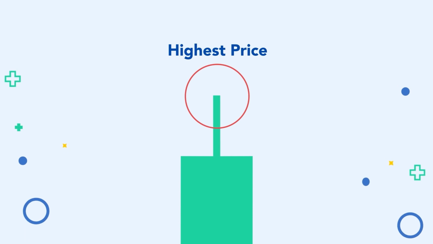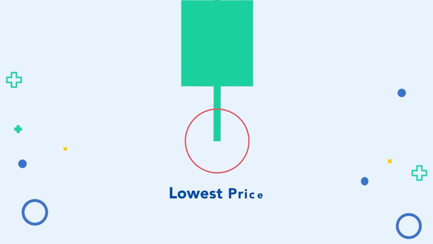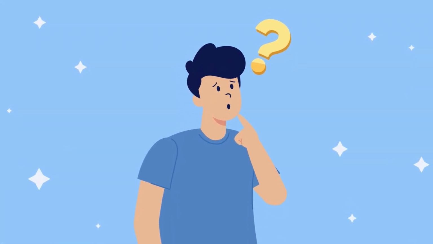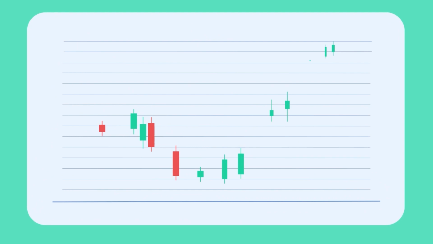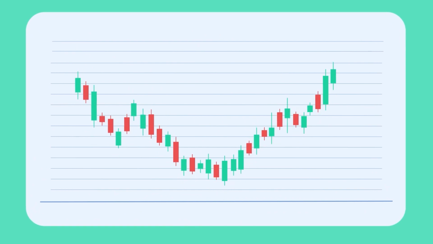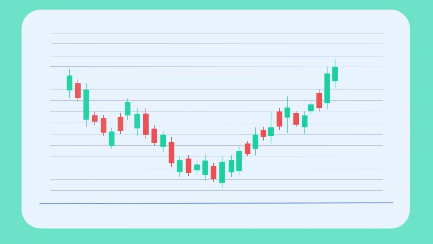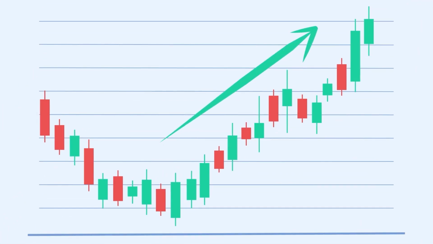The top wick represents the highest price that the asset reached during that time period. The bottom wick represents the lowest price. But how can this help you to analyze the candlestick chart? The formation of these candlesticks creates different patterns that traders can use to attempt to anticipate future market movement. For example, a specific candlestick may indicate an upward market trend.